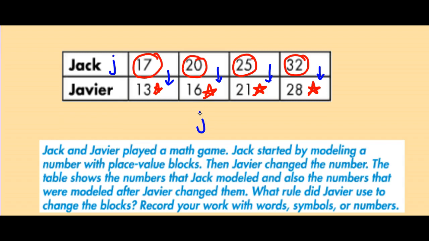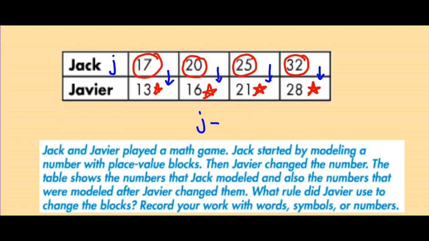It looks like Javier's number is less, so we either have a choice of division or subtraction. This time it's subtraction. Every time we look at this, Jack's number is changing to a number that is less. So we're going to do subtraction, and we have to look at what's the difference. Well, 17 minus what is 13? 20 minus what is 16? 25 minus what is 21?